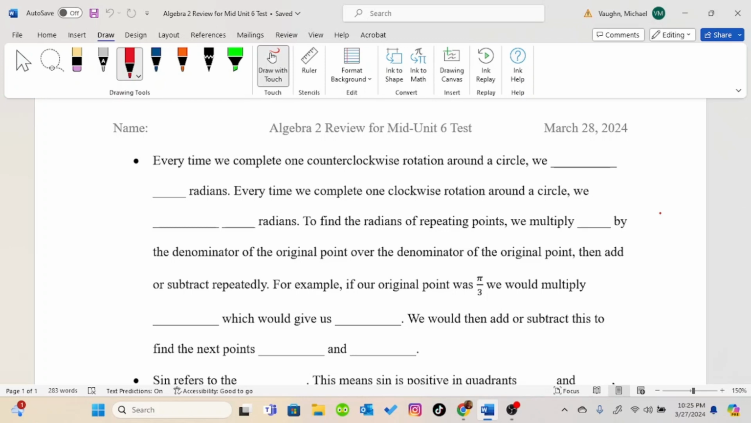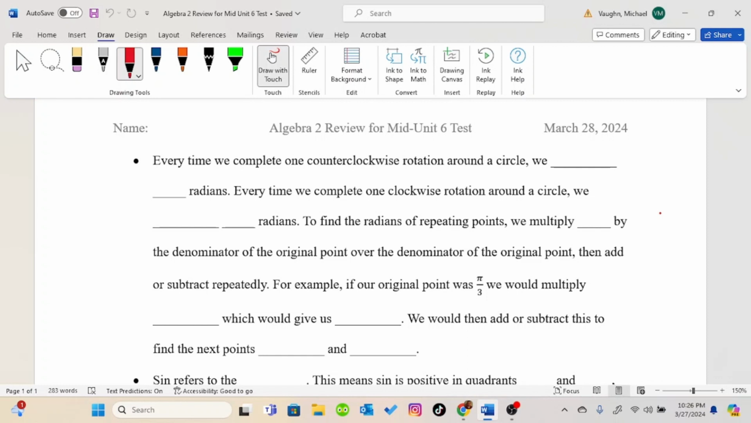Welcome to the review for the Mid-Unit 6 test in Algebra 2. If you understand the concepts that I lay out in this study guide, you should do fine on the test on Monday.